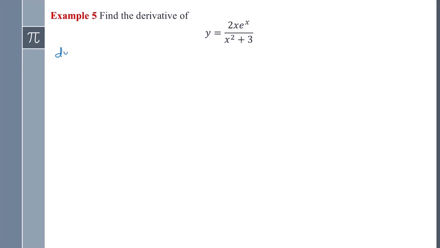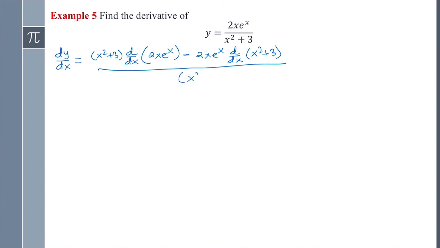dy over dx equals the denominator, which is x squared plus 3, times the derivative of the numerator. Let me write it this way first, because we have to use the product rule right here, and then we'll do the derivative. So 2x e to the x. This is the denominator times the derivative of the numerator, minus the numerator, which is 2x e to the x, times the derivative of the denominator, which is 2x. Now everything divided by x squared plus 3 squared.